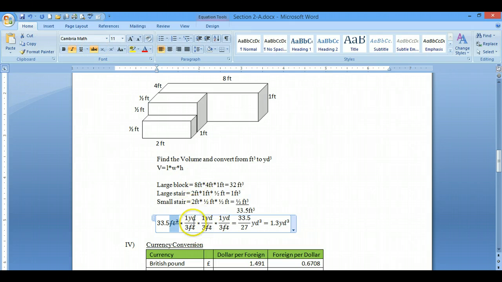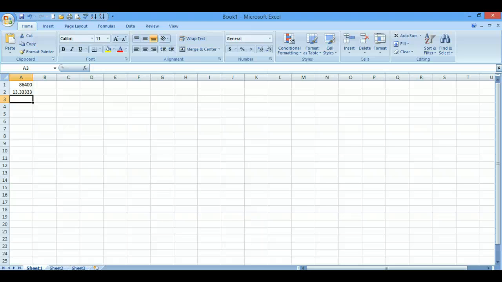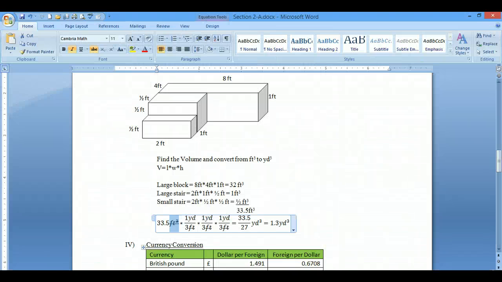Now the only units I have are yards, which is good because that cement is only sold in cubic yards. So multiplying all of the top together, 33.5 times 1 times 1 times 1 is 33.5 yards cubed. Yard times yard times yard is yard cubed. Then on the bottom, 3 times 3 times 3 gives me 27. 33.5 divided by 27, you can use your calculator or you can use Microsoft Excel again. Make sure if you want it to calculate, you put equals 33.5 divided by 27 gives me 1.24.